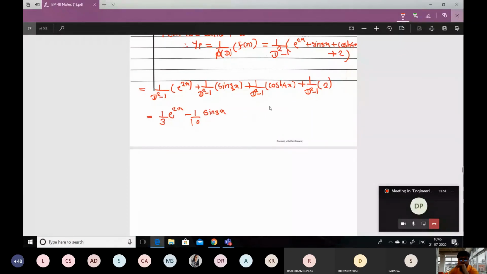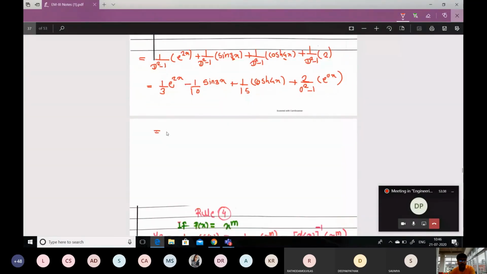Now what about this cos hyperbolic 4x? In this case you have to replace D square by a square, not minus a square. A is 4, its square is 16, and 16 minus 1 gives us 15. So 1 upon 15 cos hyperbolic 4x. Okay, and what about this constant term? You can write this 2 as e to the power 0x. So I'm taking 2 outside, with e to the power 0x, and then you can replace D by 0. So 0 square minus 1, and this e to the power 0x. Okay, and just do the calculation.